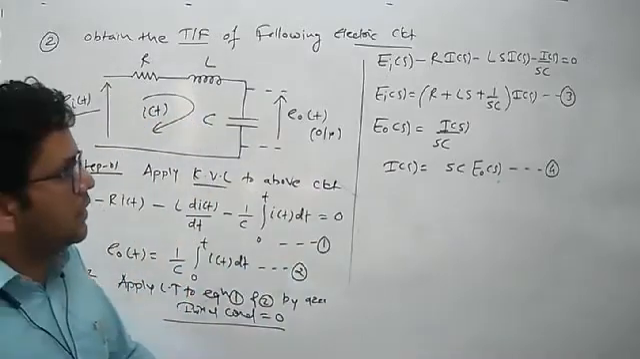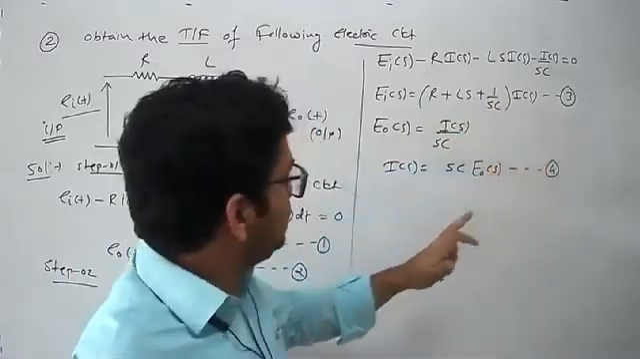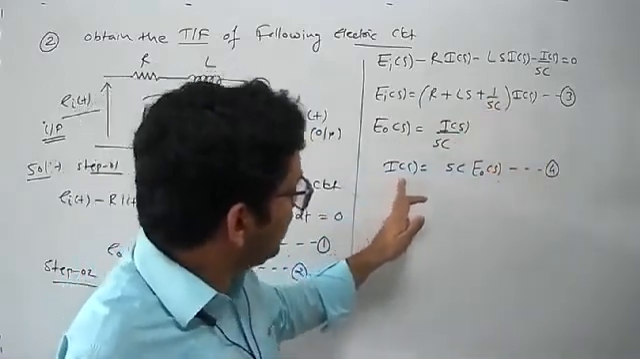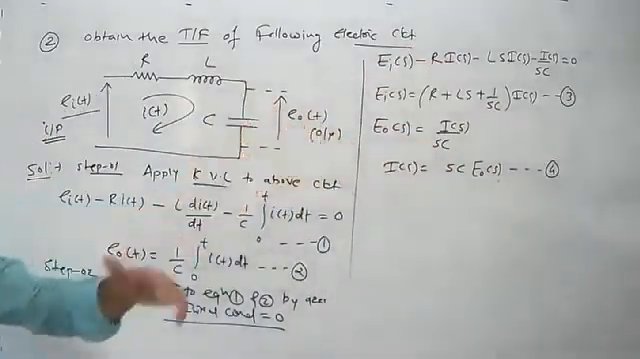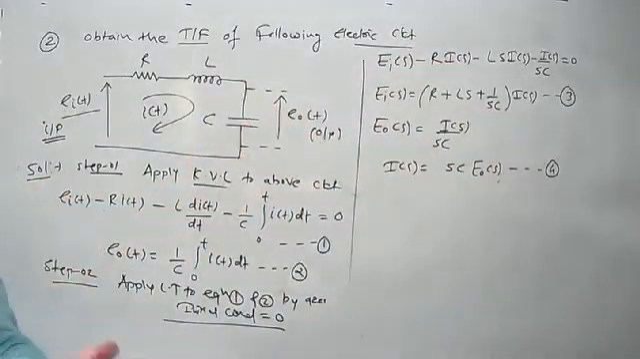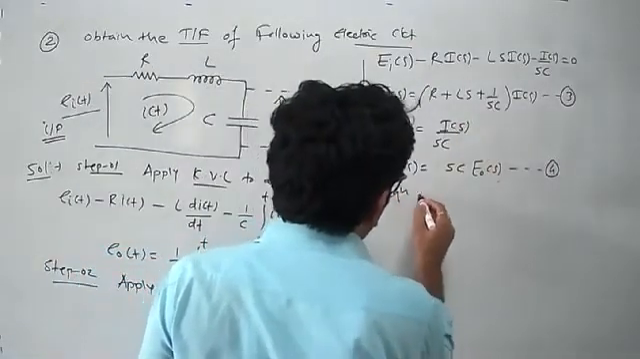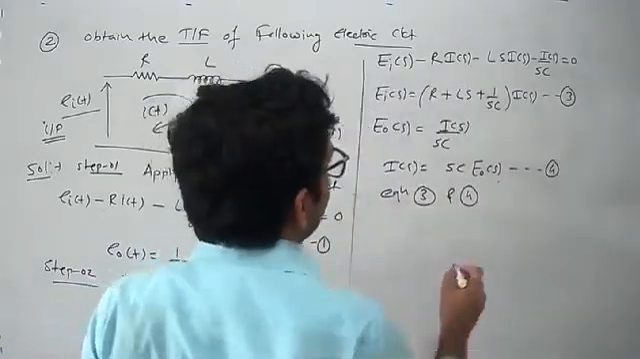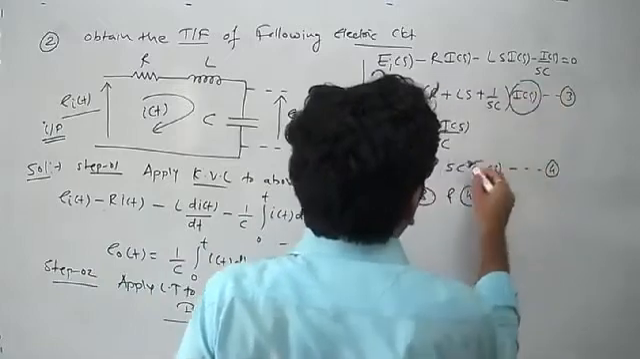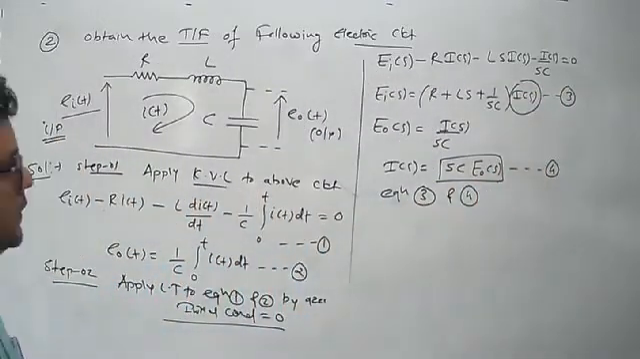Now equation number 3 gives the relationship between your input and current, and equation number 4 gives the relationship between current and your output. But ultimately we need to obtain the transfer function, which is nothing but the ratio of output by input. So we need to combine equations 3 and 4. From equations 3 and 4, we are going to replace this current I(s) by this factor, which is nothing but S into C into E naught of S.